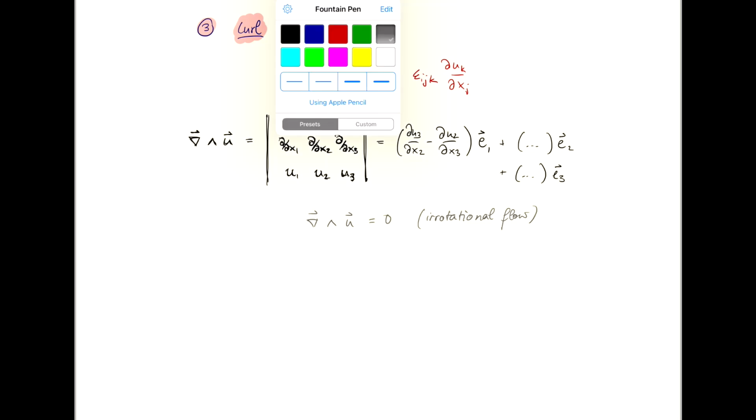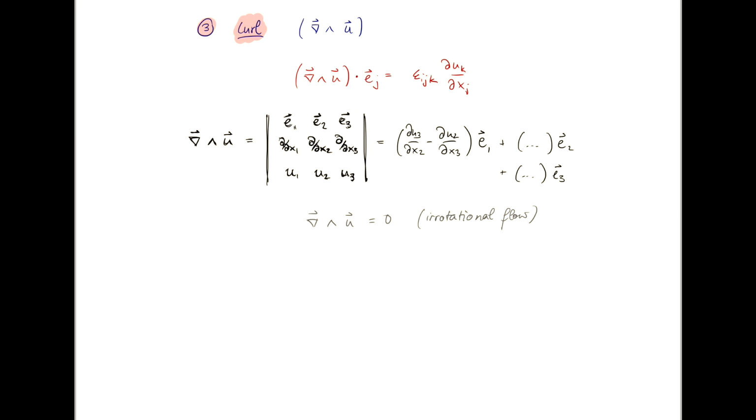And this is in contrast to a zero divergence flow, where the divergence is 0. So this is a divergence free flow, also known as solenoidal.